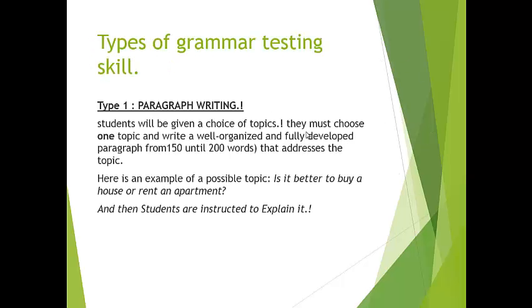Second is types of testing grammar skills. Type 1. Paragraph writing. Students will be given a choice of topics. They must choose one topic and write a well-organized and fully developed paragraph of 150 to 200 words that addresses the topic. Here is an example of a possible topic. Is it better to buy a house or rent an apartment?